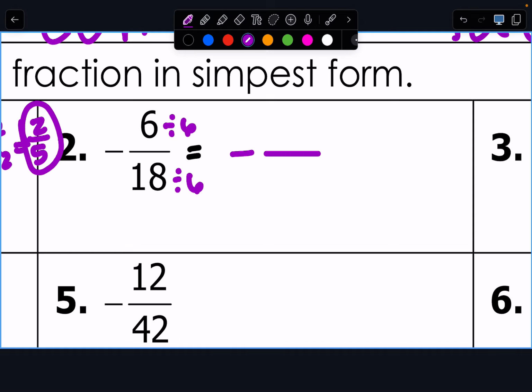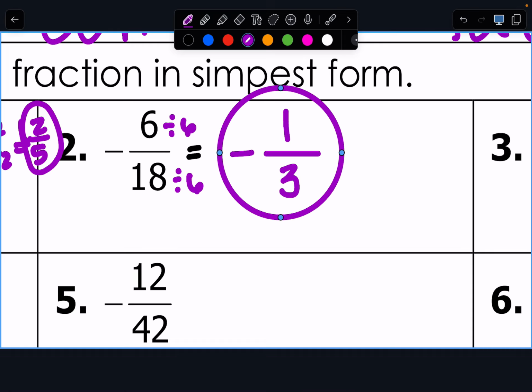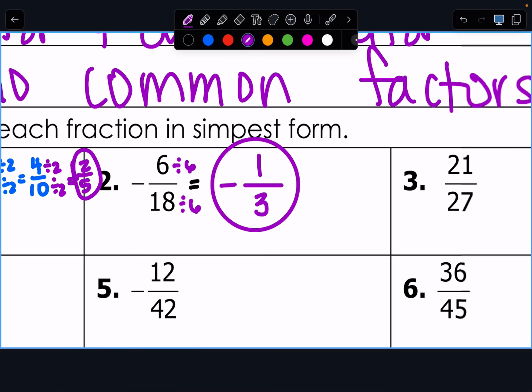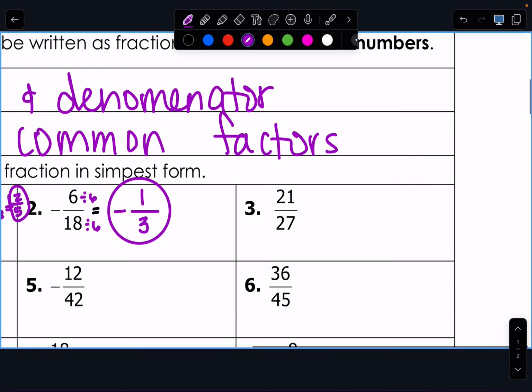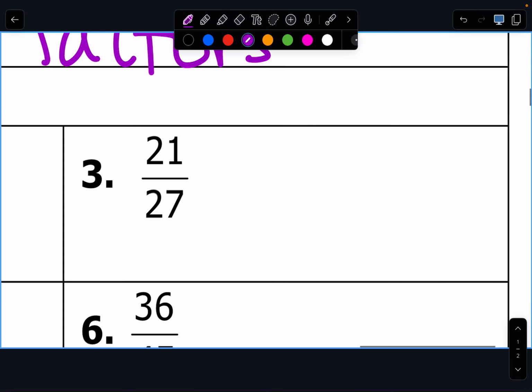Okay, 6 divided by 6. 18 divided by 6. It would be 3. So please make sure your answer still has the negative, negative 1/3. Okay. All right. I want you and your elbow partner together, if they're here, to do number 3. I think Marshall. What number can divide into both of those?